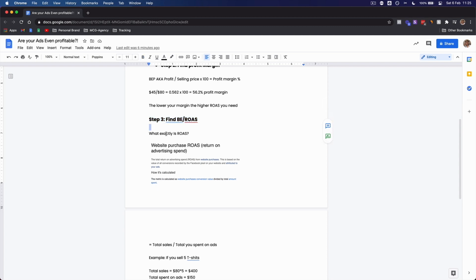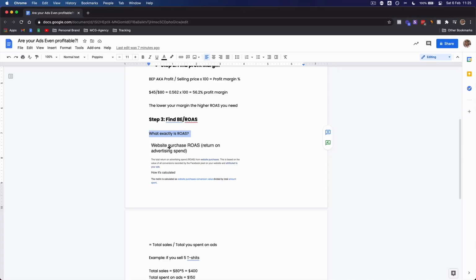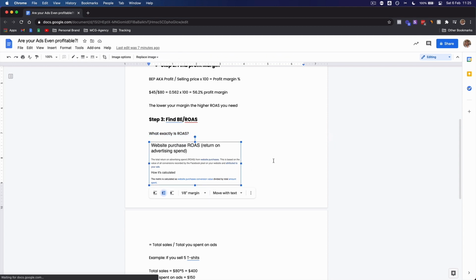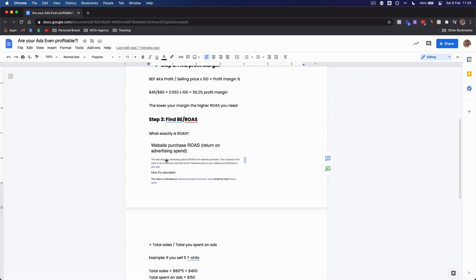So first of all, I want to break down what exactly is ROAS, because I know a lot of people might be confused as to what ROAS is. If you're not new to e-commerce, then you obviously know what ROAS is. ROAS basically stands for return on advertising spend, or return on ad spend. So website purchase ROAS basically just means return on your advertising spend. And this is actually a screenshot from Facebook themselves. So this basically is the total return on advertising spend. That's what ROAS is from website purchases.